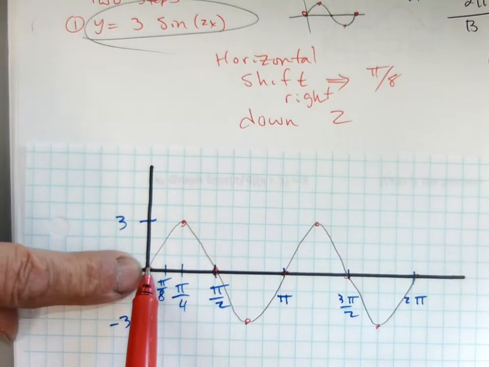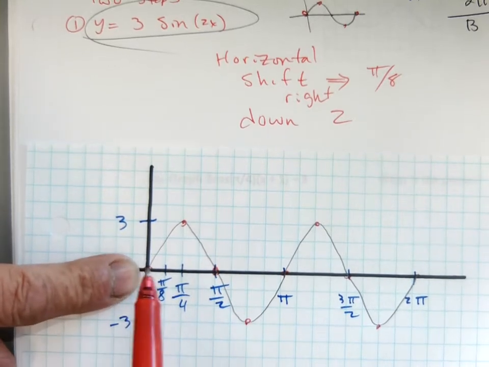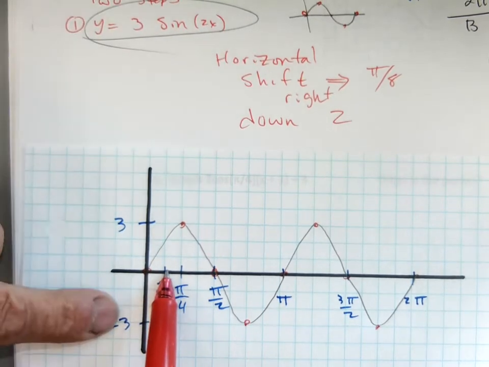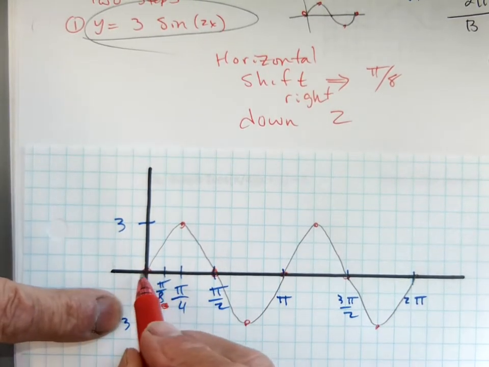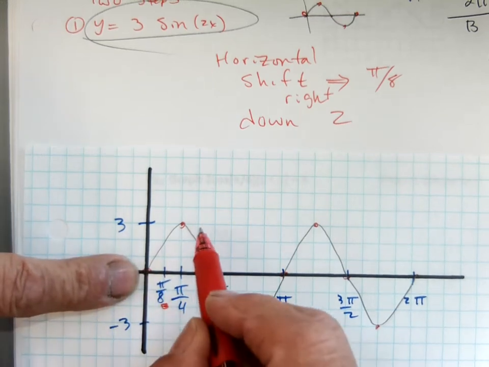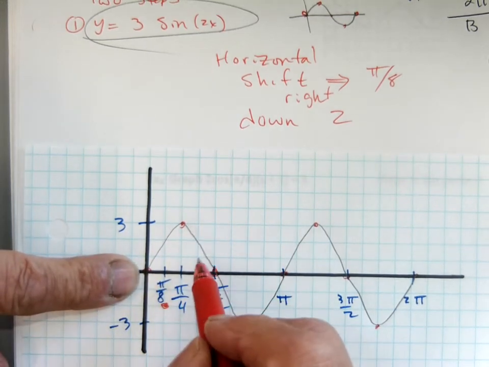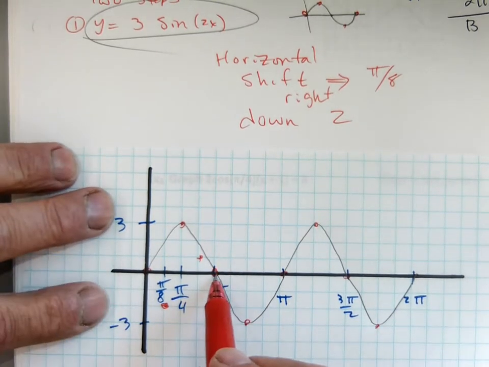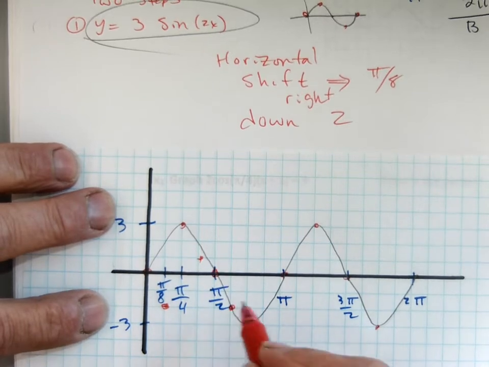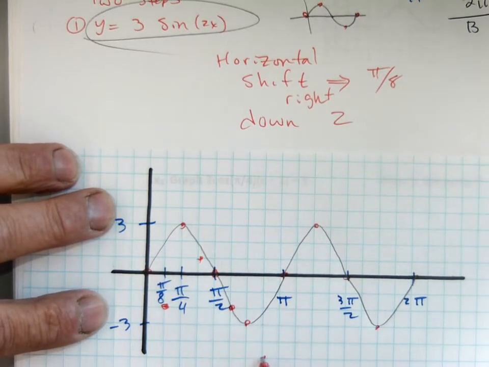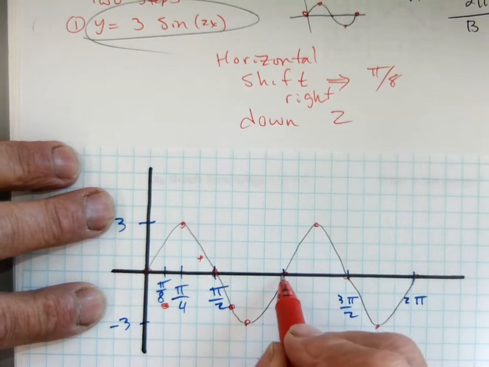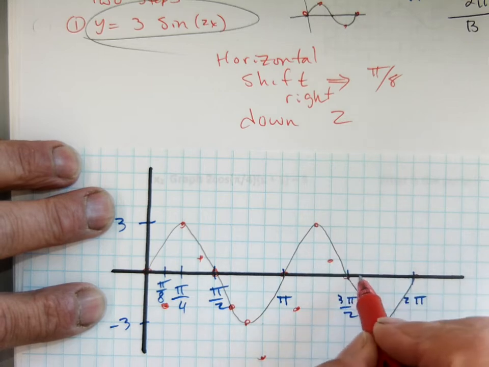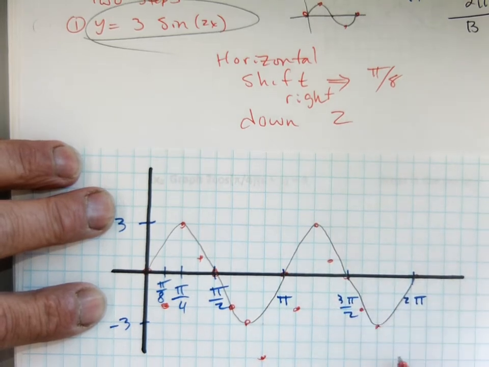So watch. Everybody watch. I want everybody to have eyes up here, okay? All eyes on the board. Over pi eighths, down 2. That point went over, this point went over pi eighths, down 2. This maximum point went over pi eighths, down 2, because 1 square is pi eighths, according to my scale. This point goes over pi eighths, down 2. Over pi eighths and down 2, okay?